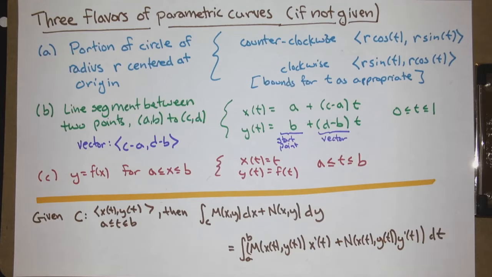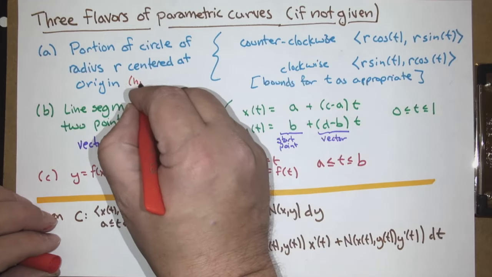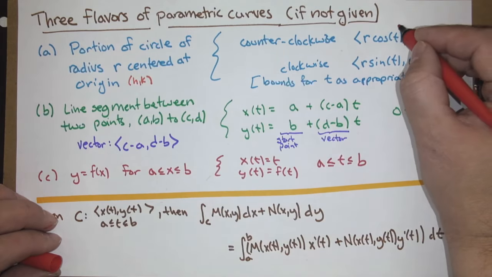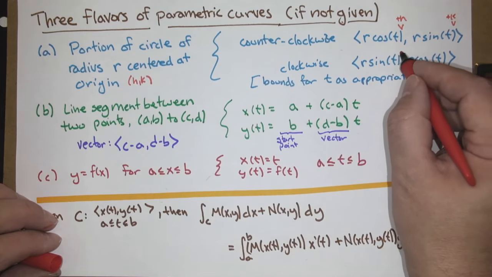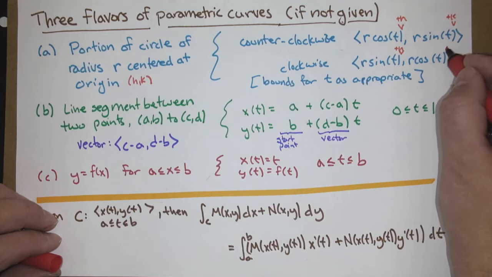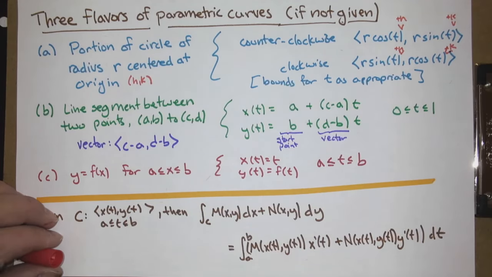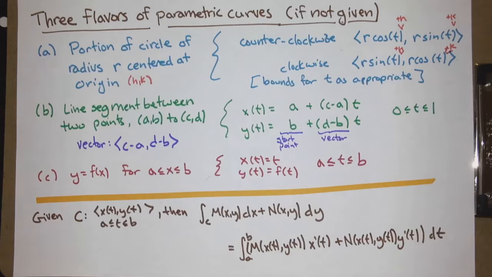But other than that, the three things you might see are a portion of a circle. And I talked about here being centered at the origin. You can, of course, move it to be centered at any place, h comma k. If you want to move it, just add in h in the x direction, add in k in the y direction. So for circles, always use sines and cosines. Why sines and cosines? Well, because those have really clean derivatives, and that makes your ds term very easy to work with. So that's how you handle anything that's a circle.